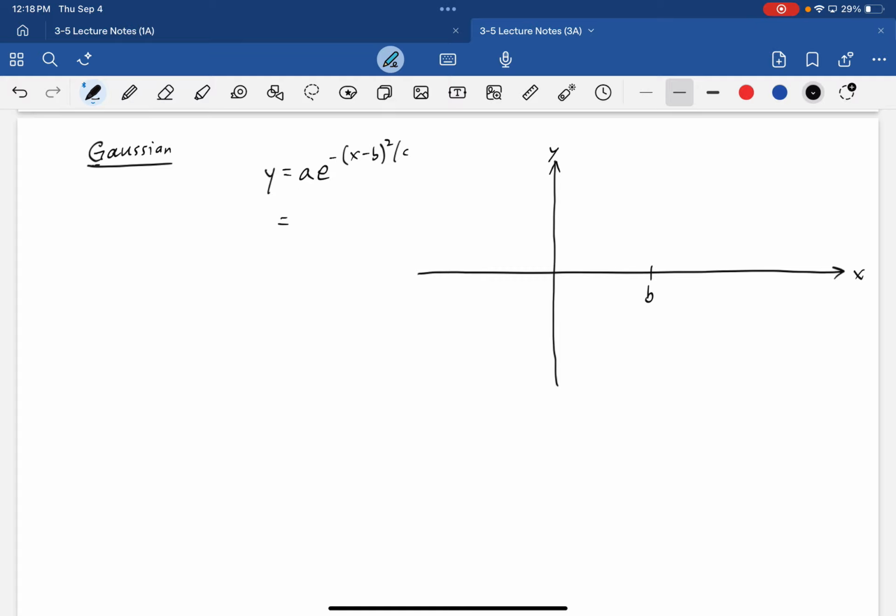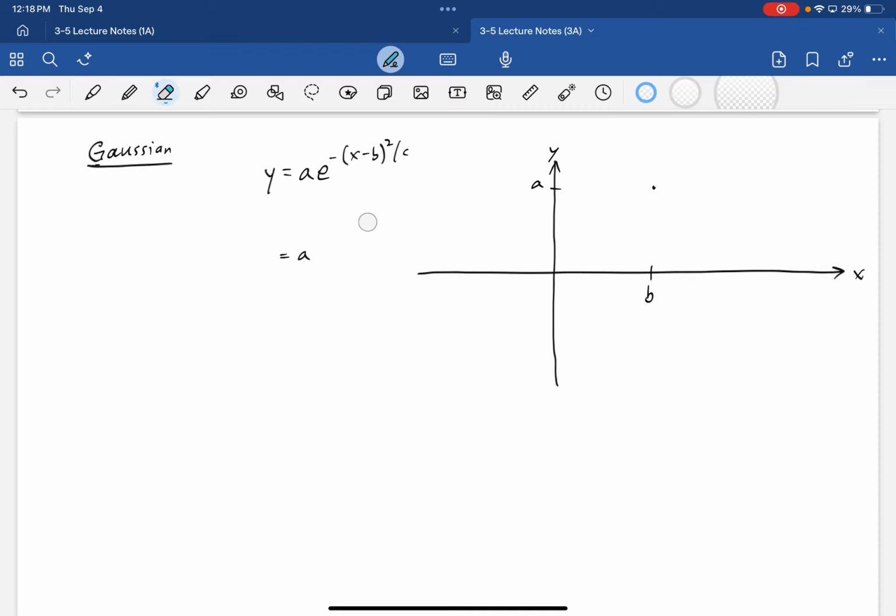Negative b squared divided by c. Nope, not quite. It would be a times e to the negative b minus b squared over c, right? But this exponent is just 0, right? So it's just 1a. A times e to the 0, right? So it's 1a. Wait, how did the e get rid? Because the exponent is 0. Oh, minus b squared. Okay, so we know we have a point here at a.